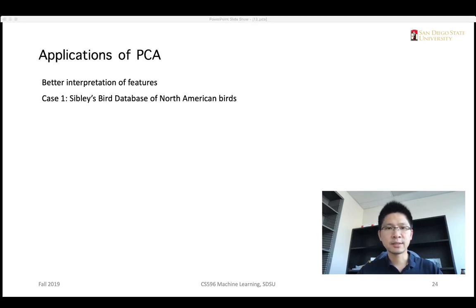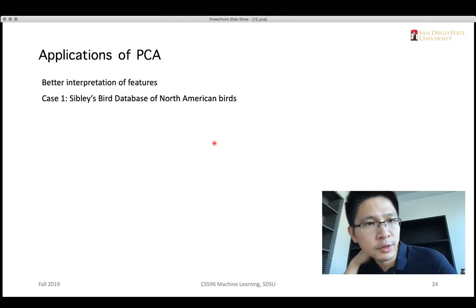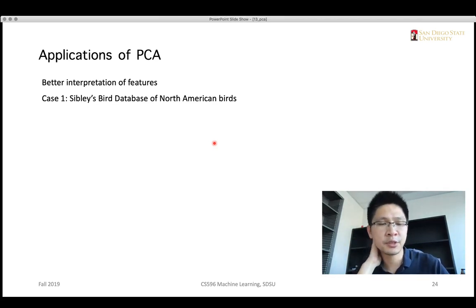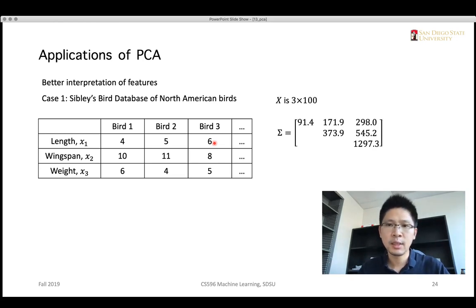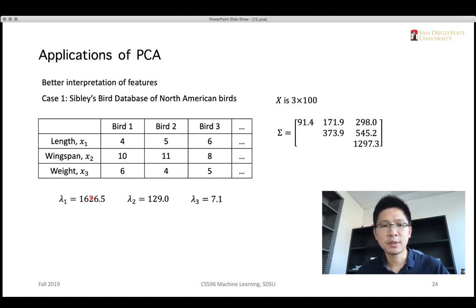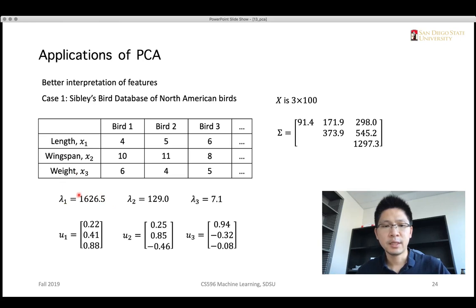So if we look at a concrete example of the birds datasets again, we can use PCA to try to have a better interpretation of the features. Suppose that we have 3 original features: length, wingspan, and weight. And our X is a 3 by 100 dimension data set, so we can get a 3 by 3 covariance matrix. And the eigenvalues are like this. The first eigenvalue is the most dominant, right? And also we can get the corresponding eigenvectors.